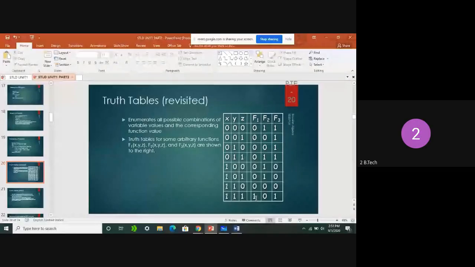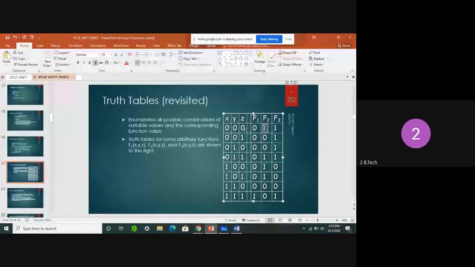Clear, all of you? Like that way, can you make f2? Where is f2 going to be 1? How many combinations are there for f2? We can check where f2 is going to be high. In which condition? If x, y and z are all zeros. Clear, all of you? In the first combination, f2 is going to be 1. Clear? Very good.